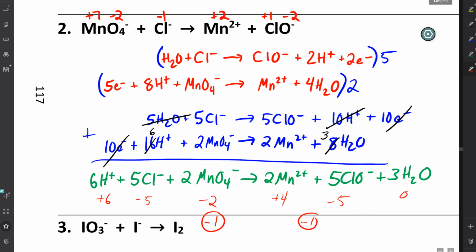I am balanced. Yes, I know this is a lot of work, and I know that at first glance this looks extremely hard. But if you break it down into little pieces, start by assigning oxidation states. When you get to the half reactions, balance elements that are not oxygen or hydrogen first. Balance oxygens using water molecules. Balance hydrogens using hydrogen ions, H pluses. And then balance charge with electrons.